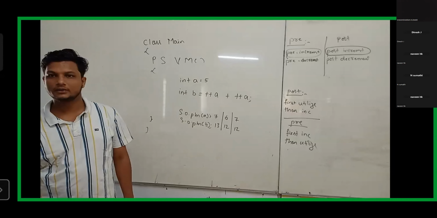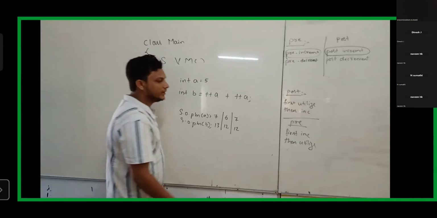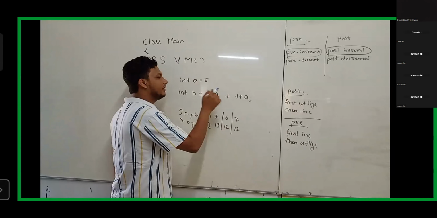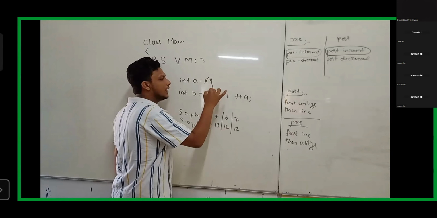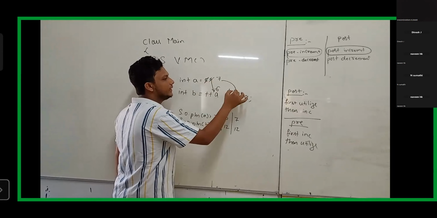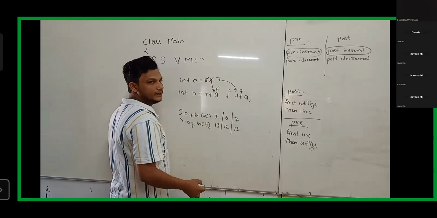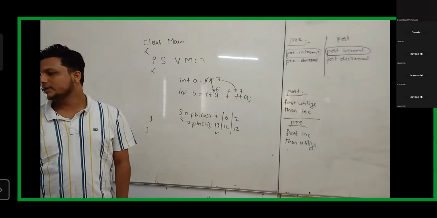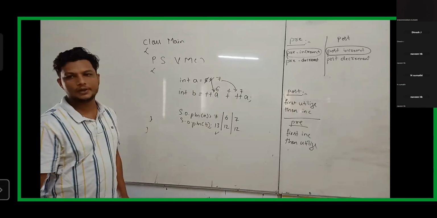Okay, so let's do the calculation here. As per the rule, pre-increment means first increment the value, then utilize. So first I'll increment A, then utilize it. What is A now? 6. Next, again pre means first I'll increment, then take it, that is 7. So A value is 7 and B value is 13. 7 and 13 is correct. Is it clear? Quickly copy. I believe you have written it right.